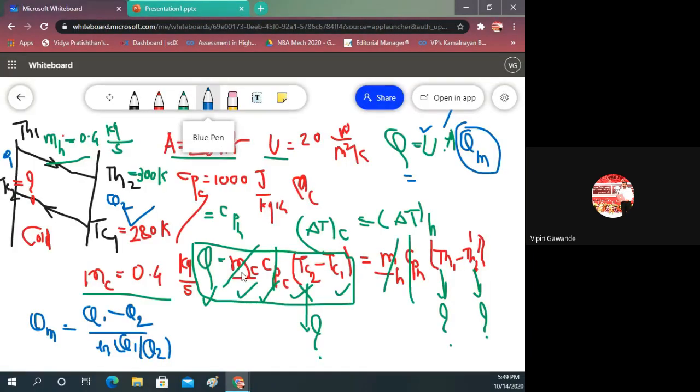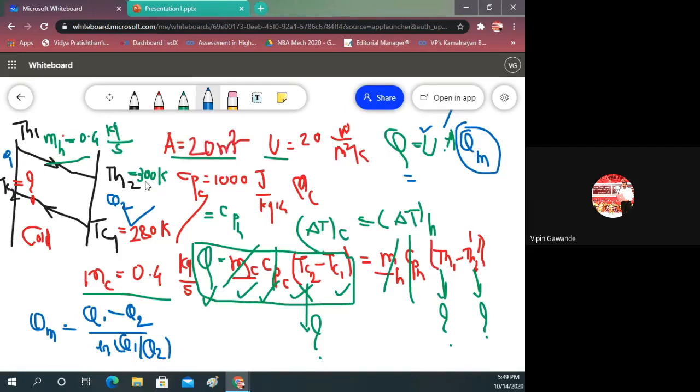Okay, so in this case also, since the MCp product for both fluids is the same, delta Tc is equal to delta Th. That means this temperature difference is equal to this temperature difference. So when theta 1 and theta 2 are the same, this theta m comes out to be the same. So what is theta m?